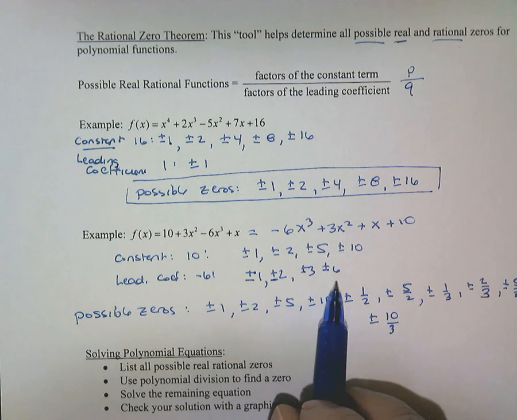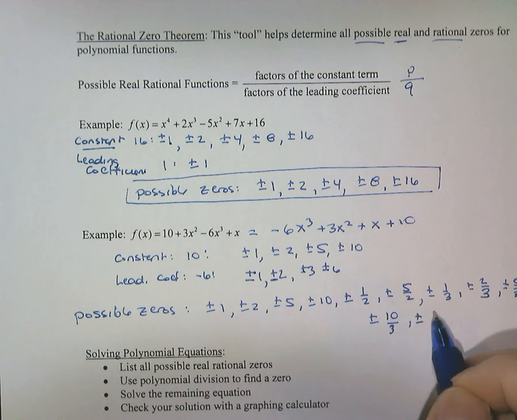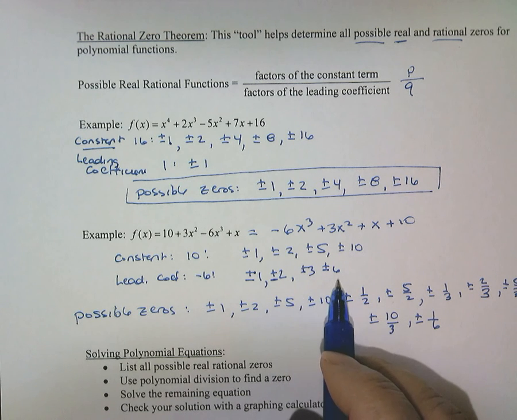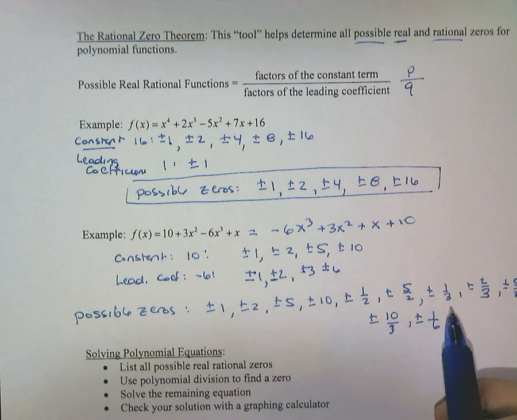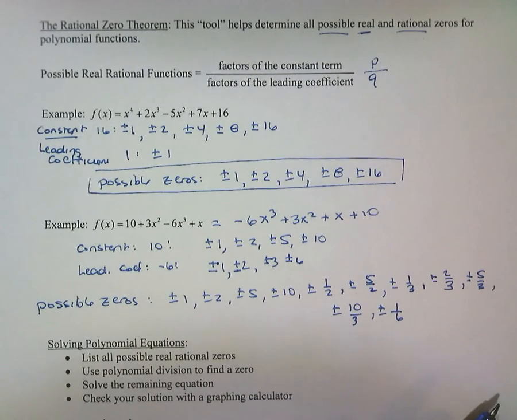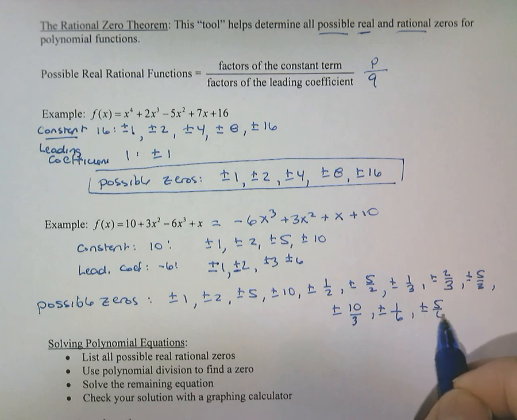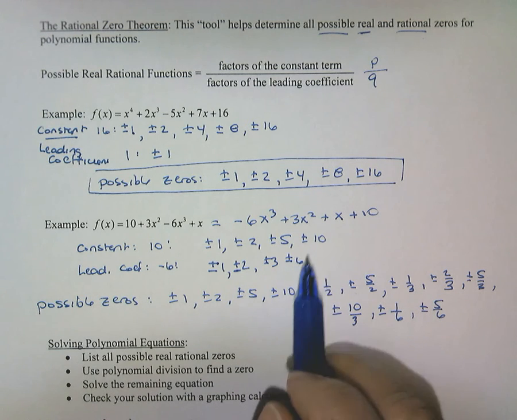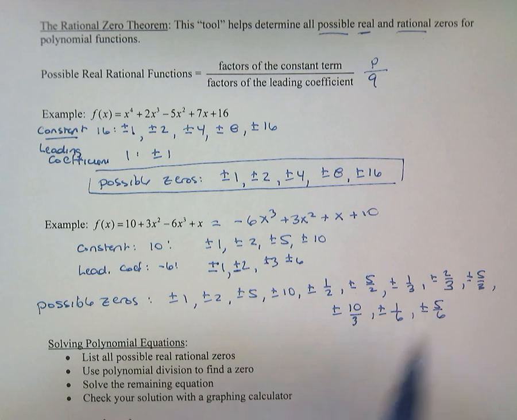Now I have to do everything over 6. So 1 over 6, 2 over 6. Well, 2 over 6 reduces to 1/3. I've already got that. I'm not going to worry about doing it again. So 2 over 6, 5 over 6. I need that one. And then 10 over 6. 10 over 6 reduces to 5 over 3, so I'm not going to write that again.